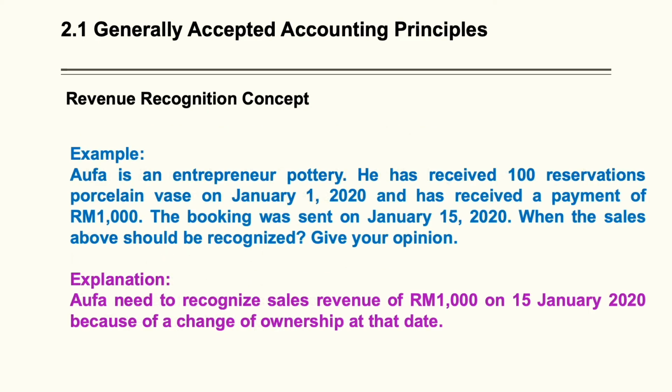So look at this example. Alpha is an entrepreneur of pottery. He has received 100 reservations of porcelain vases on 1st of January 2020 and has received a payment of RM1,000. The booking was sent on January 15, 2020. When should the sale above be recognized? Give your opinion. Based on the explanation just now, we have to follow the 4 criteria. So Alpha needs to recognize the sales revenue of RM1,000 on 15th of January 2020. Why? Because on that date, there is a change of ownership. So remember the 4 criteria. There is a change of ownership.